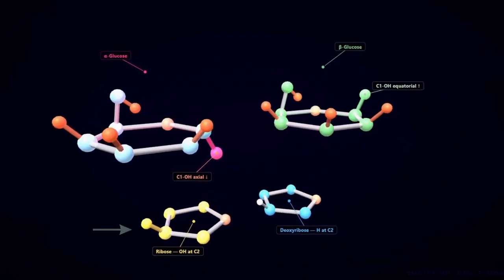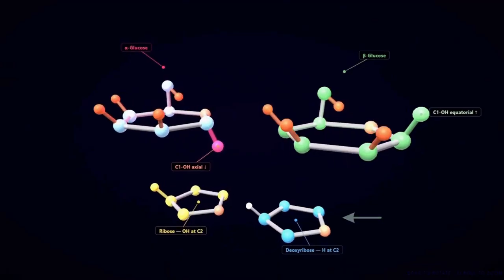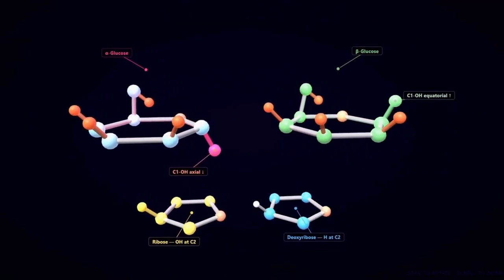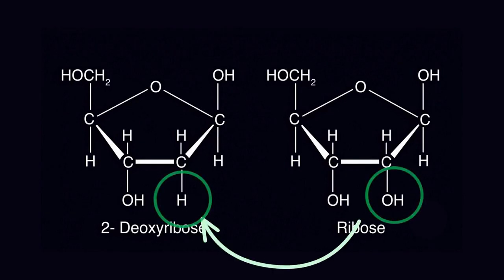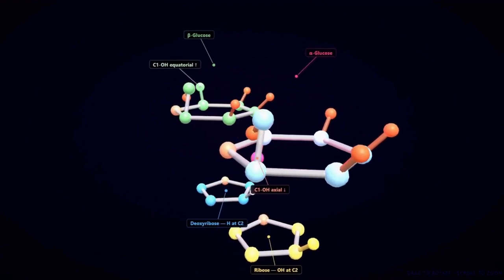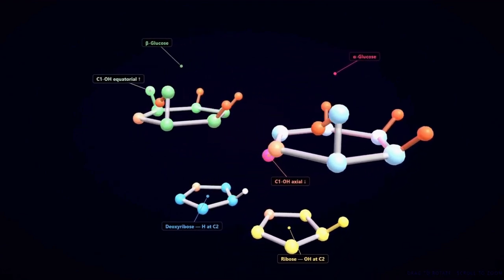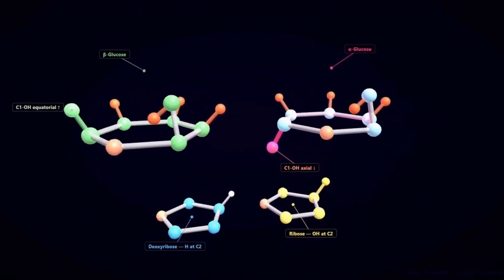Ribose is a 5-membered furanose ring, the sugar backbone of RNA. Deoxyribose has one tiny difference. The OH at C2 is stripped down to just an H. That missing oxygen is why DNA outlasts RNA by thousands of years. Less reactive, more stable, better for long-term storage.